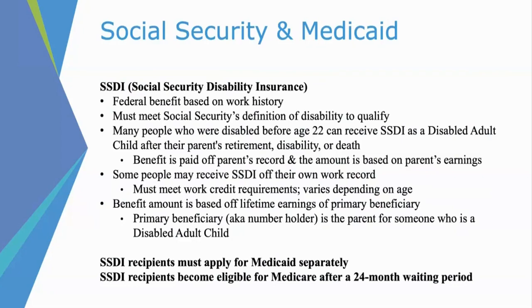Some people may receive SSDI off their own work record, but must meet work credit requirements, and that varies depending on age. Benefit amount is based off lifetime earnings of the primary beneficiary. The primary beneficiary, aka number holder, is the parent for someone who is a disabled adult child, DAC. SSDI recipients must apply for Medicaid separately from Social Security, so it's important to make sure that if you're receiving SSDI, you will get an annual recertification in the mail. SSDI recipients become eligible for Medicare after a 24 month waiting period.